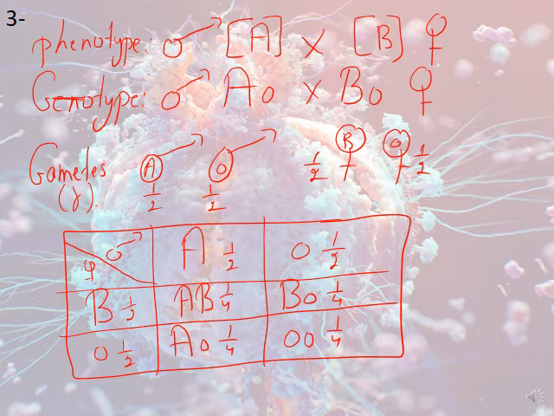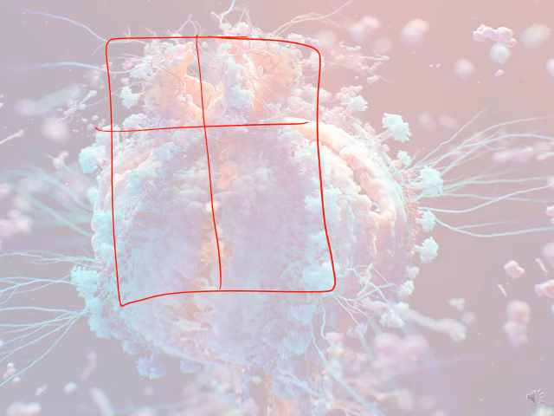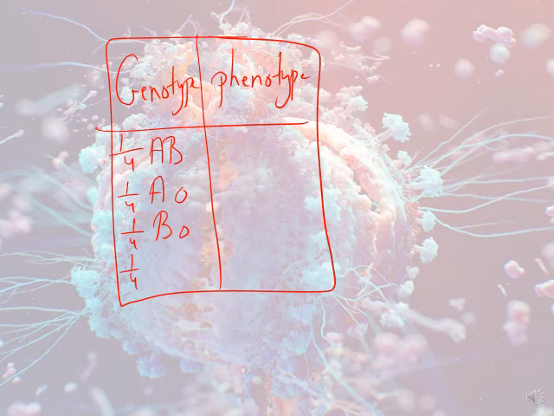So if you want to move to the table of results, we have AB, 1 over 4, BO, 1 over 4, OO, 1 over 4, and AO, 1 over 4. In the table of results, we can divide it into genotype and phenotype. So 1 over 4 AB, 1 over 4 AO, 1 over 4 BO, and 1 over 4 OO.